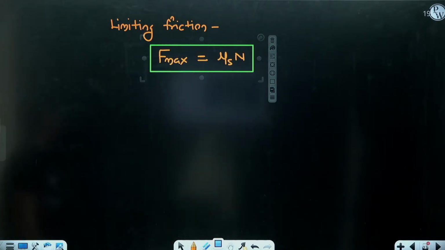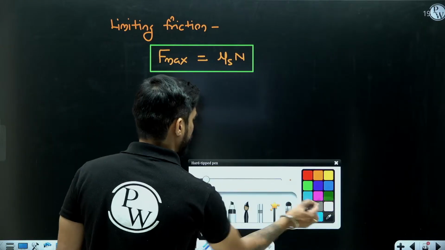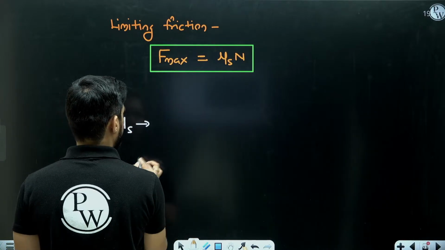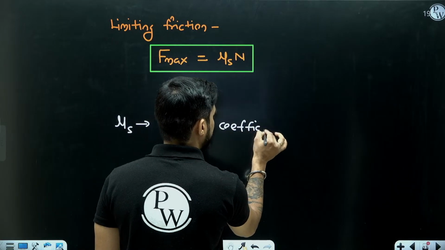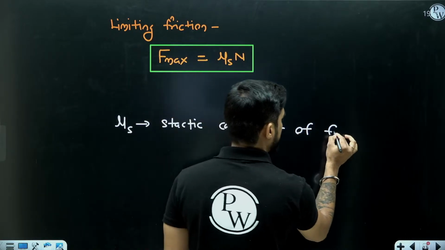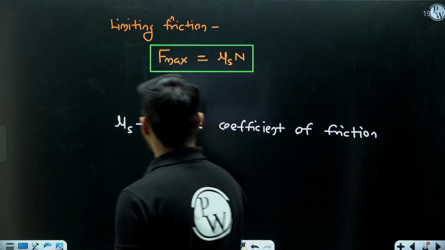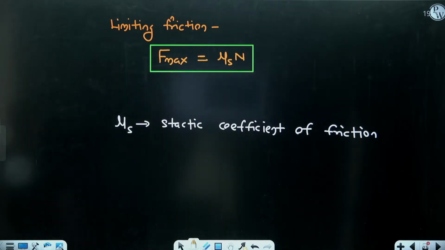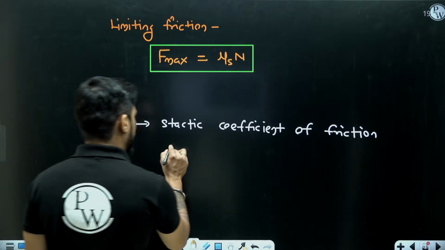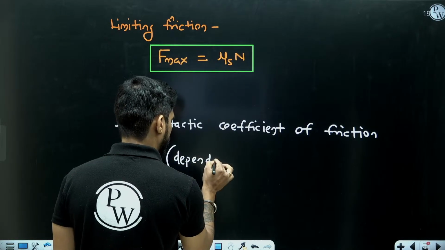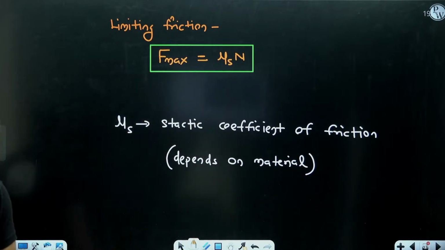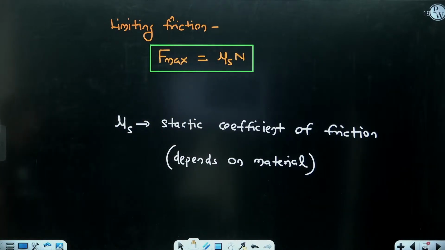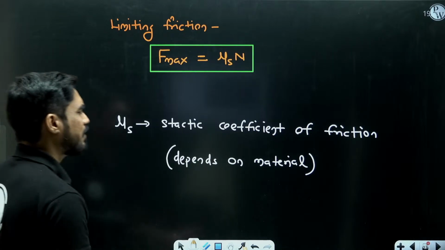Now what is this mu s? This mu s is known as the static coefficient of friction. It's a constant value and its value depends on the material. For different materials, we have different values of mu s, depending upon their surface roughness.